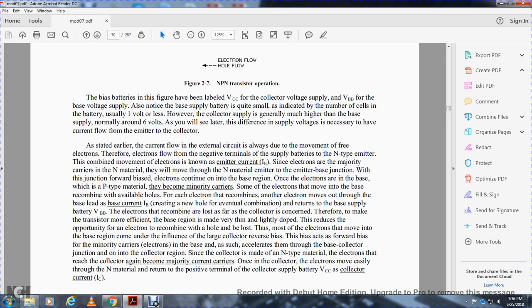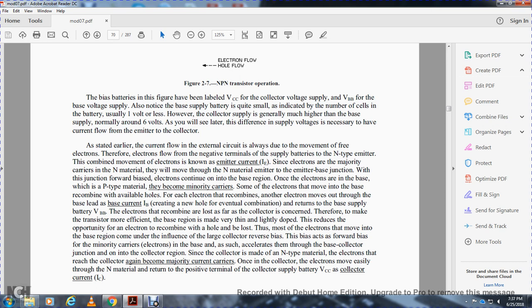To make the transistor more efficient, the base region is made very thin and lightly doped. This reduces the opportunity for an electron to recombine with a hole, so most electrons move into the base region under the influence of the large collector reverse bias. This bias acts as a forward bias for the minority electrons in the base, so that the electrons cross the base-collector junction into the collector region.